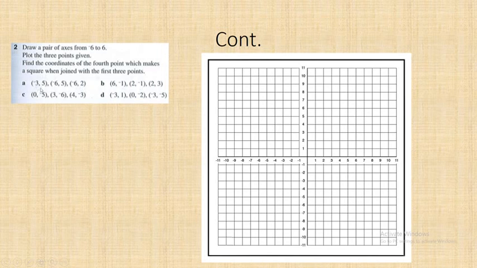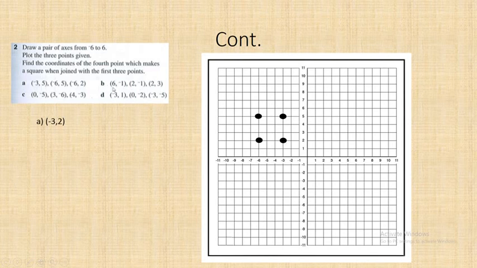So first I plot negative 3 and 5. Let's solve question A. Negative 3 and 5, negative 6 and 5 here, and negative 6 and 2 here. And the last point is going to be here to make a square. So this point is going to be negative 3 and 2. So the coordinates of letter A is negative 3 and 2.